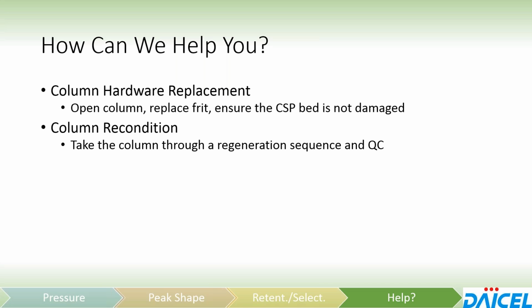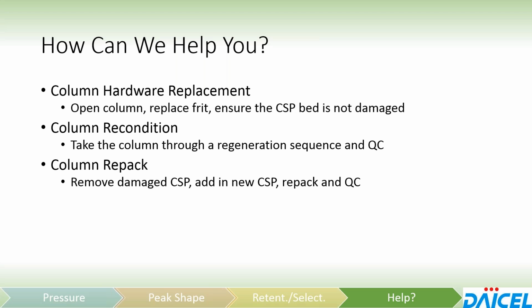And if you do, then that is where the next two services come into play, either column reconditioning or column repacking. So if you did create a void in your column, we would actually go to the column repack then. We would remove any of the damaged CSP. We would add in new CSP up to the amount that it needs to be for a quality column. We'll repack it and QC it and send it back to you essentially as a brand new column.